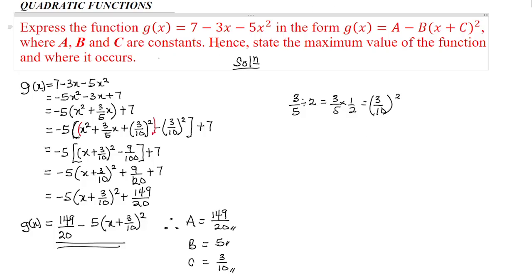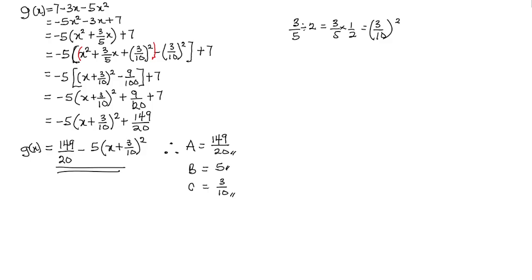All right, the second part of the question is hence state the maximum value of the function and where it occurs. So this is what you do. For maximum value, the maximum value is my a, which is the constant over there, which is 149 out of 20. This is the maximum value of my function, all right?